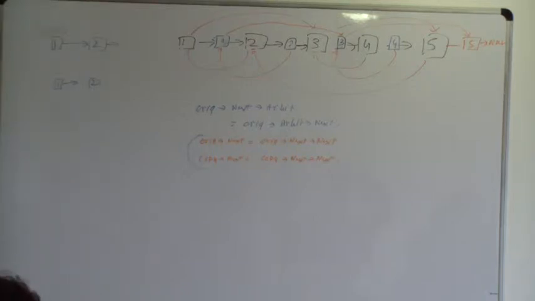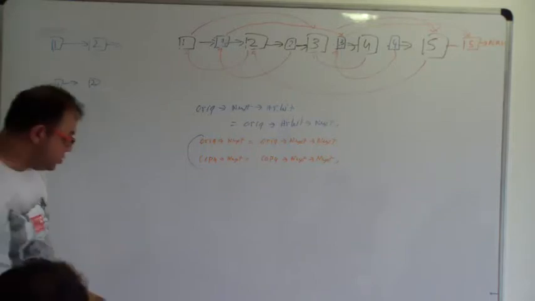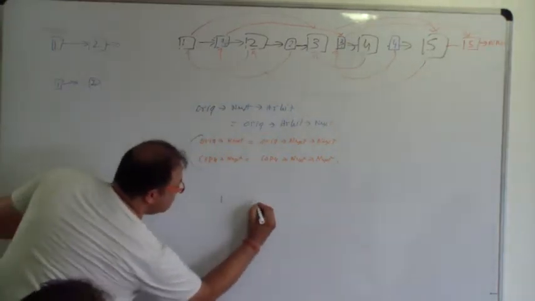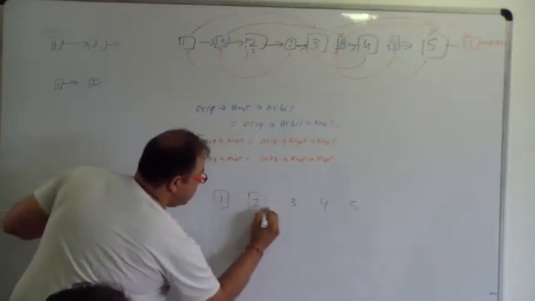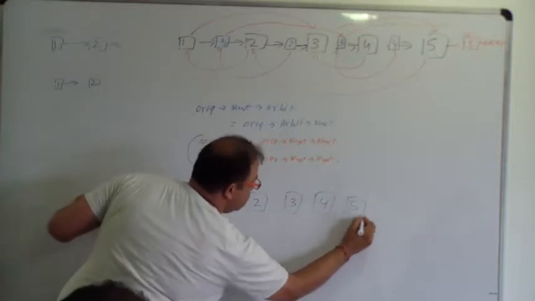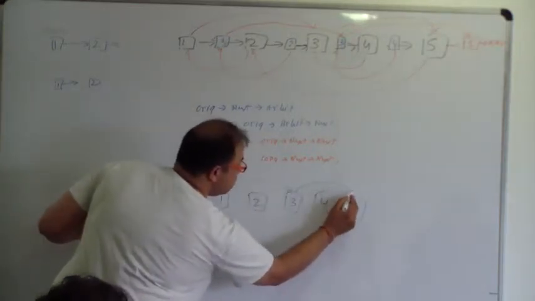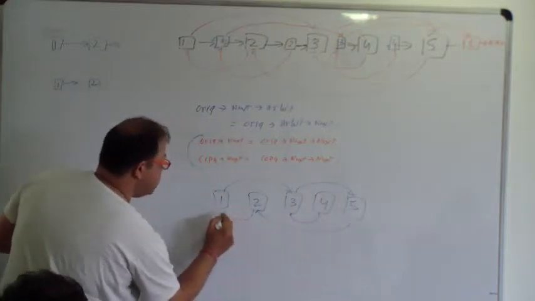Excuse me, sorry, like, what are we trying to achieve? We are trying to copy this entire list. So the first list was 1, 2, 3, 4, 5, and 1 was pointing to 3, 3 was pointing to 5, 5 was pointing to 2, 4 was pointing to 3, and 2 was pointing to 1.